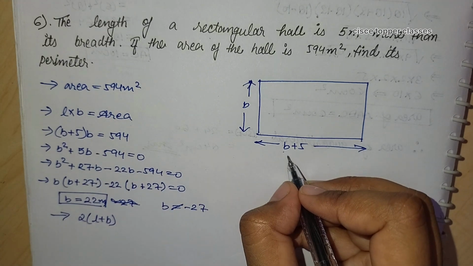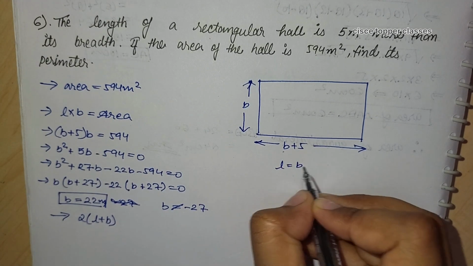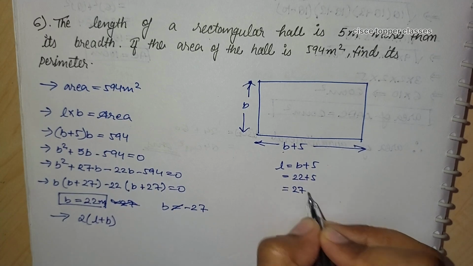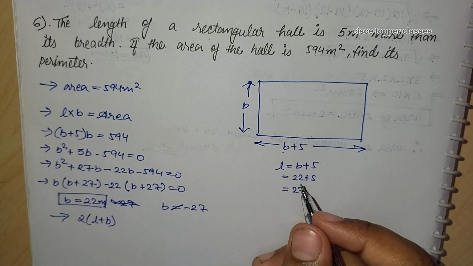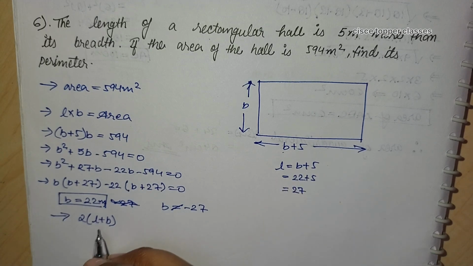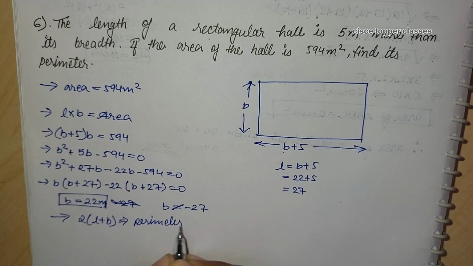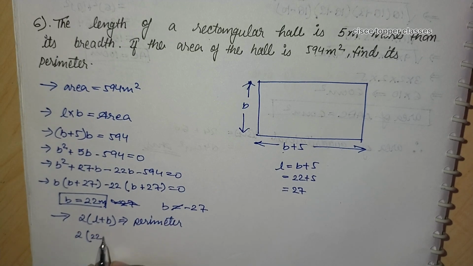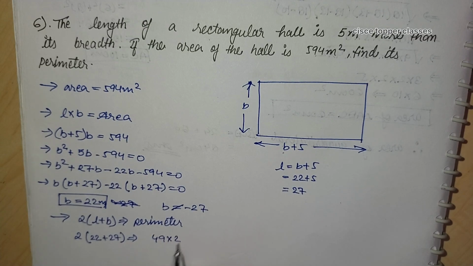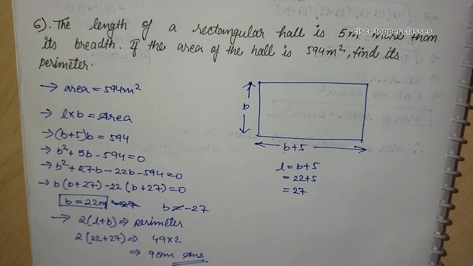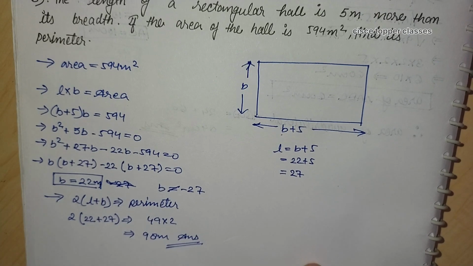So here we will put the value in breadth, as length is equal to b plus 5, means it will be 22 plus 5. This is 27. So from that we can conclude the length and breadth is 27 and 22. We'll put the value for finding the perimeter of this rectangle here. So it will be 22 plus 27, means 49 into 2. So this will be 98 meter. This is the final answer in this question here, means the perimeter of this rectangle is 98 meter.